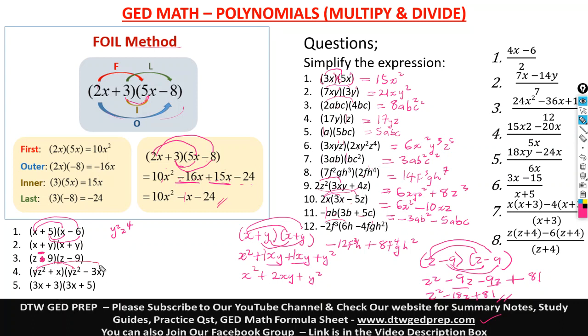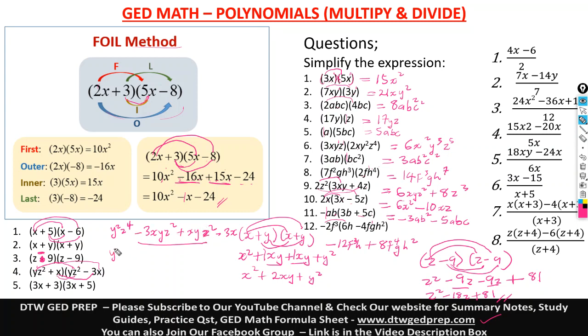So this times this will give us, this is a negative, so that will be a negative 3xyz squared. And this times this would be what? A positive xyz squared. And this times this would be what? A negative 3x. So we can combine these two since they are the same. Okay, they are like terms.